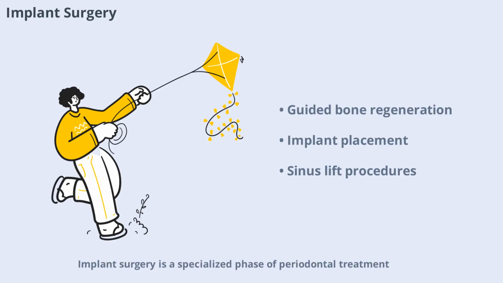Implant surgery is a specialized phase of periodontal treatment. Guided bone regeneration, placement of implants, and sinus lift procedures are performed to restore missing teeth and support oral function. These advanced techniques require careful assessment and planning to ensure successful outcomes. Implant surgery not only improves aesthetics, but also enhances the patient's quality of life by restoring chewing ability and confidence.